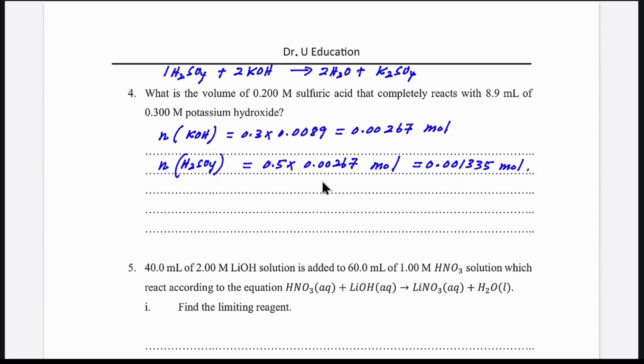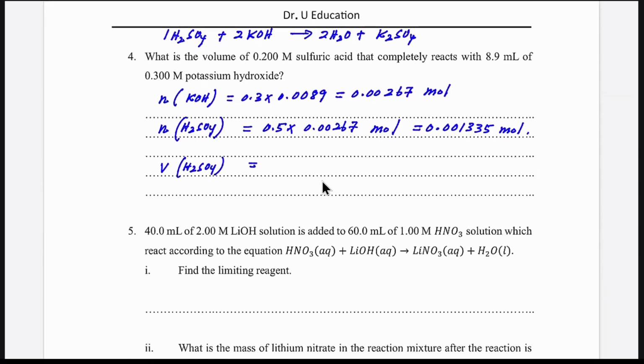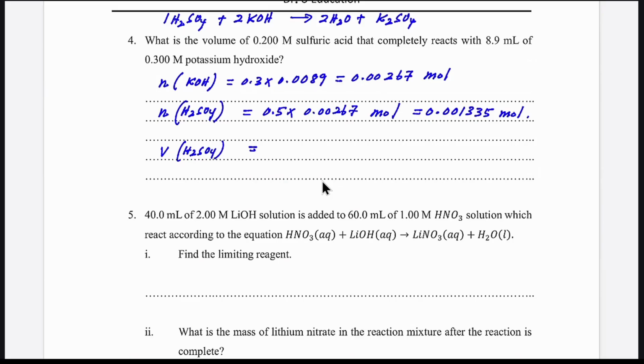Now the volume of H2SO4 would be 0.001335 divided by 0.200. The answer is 0.0667 in liters. So it's going to be 6.67.